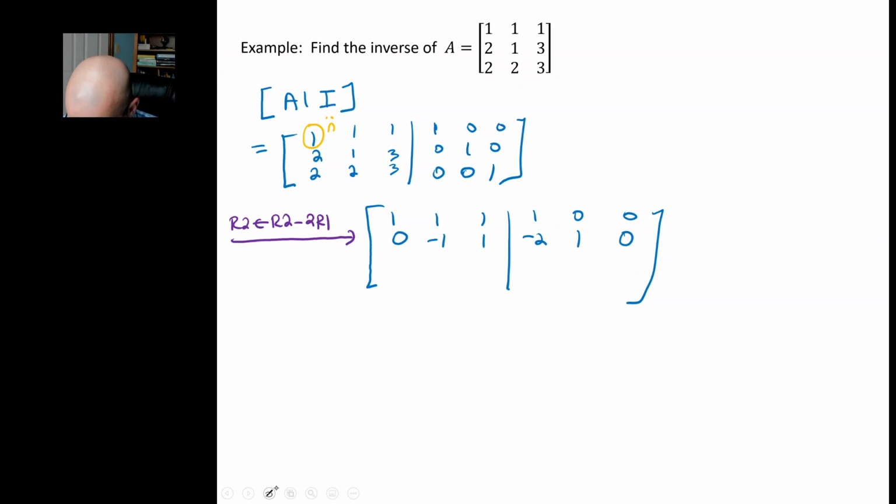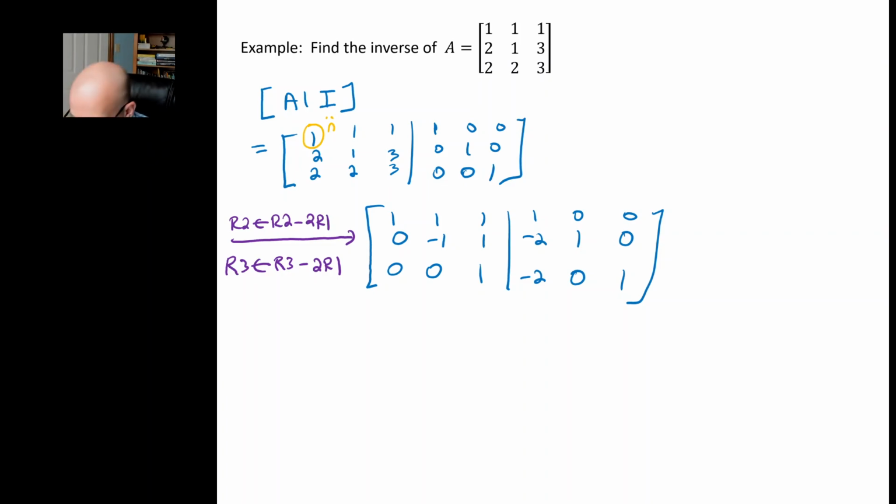Now, row 3. Row 3 gets replaced by row 3 minus 2 row 1 as well. We have to do the same move there. So 0, and then 0, and then 1. 0 minus 2 times 1, negative 2. 0 minus 2 times 0, 1 minus 2 times 0. All right. Hopefully that's right. Hopefully I didn't make a mistake. Let me double check. Looks okay to me. I'm sure someone will correct me if there's an error.